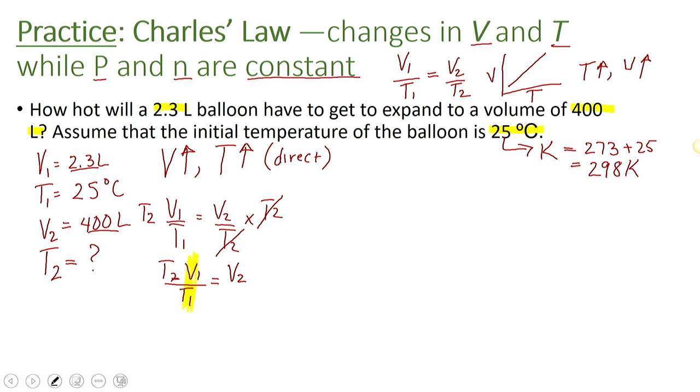If we invert them and multiply both sides by the inverse, then we can figure out what T2 is. So I take T1 over V1. This is what I mean by multiplying by the inverse. Let's see how those cancel out. V1 cancels with V1, T1 cancels with T1, and I'm left with T2 all by itself. So T2 is V2 times T1 all over V1. Now we can plug and chug.